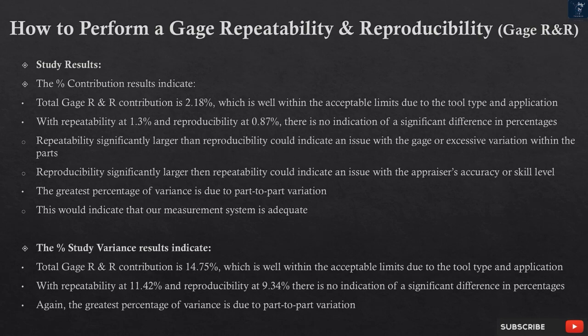The % study variance results indicate total Gage R&R contribution is 14.75%, which is well within the acceptable limits due to the tool type and application. With repeatability at 11.42% and reproducibility at 9.34%, there is no indication of a significant difference in percentages. Again, the greatest percentage of variance is due to part-to-part variation.